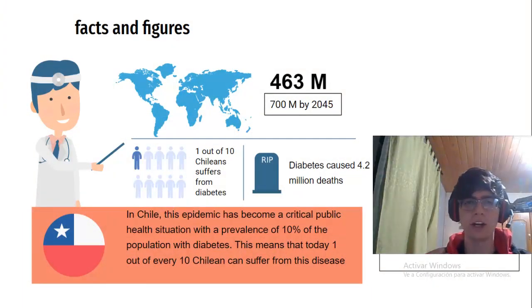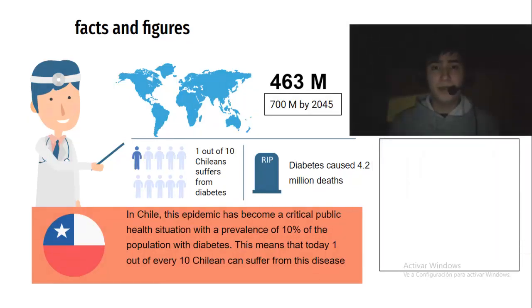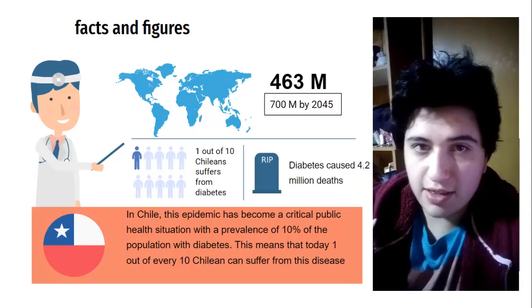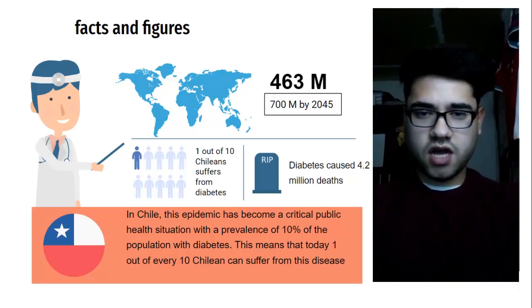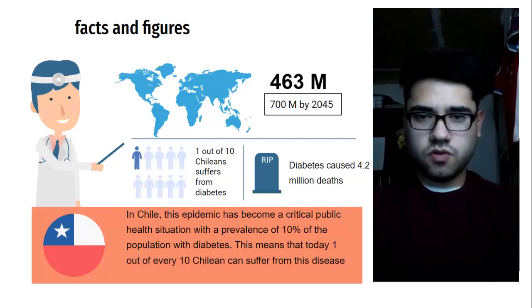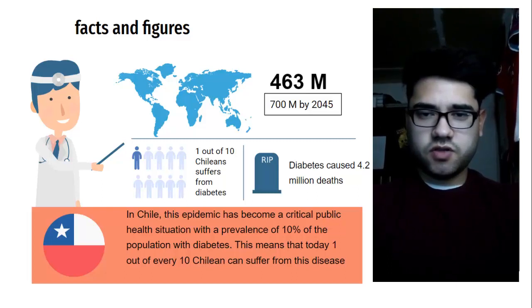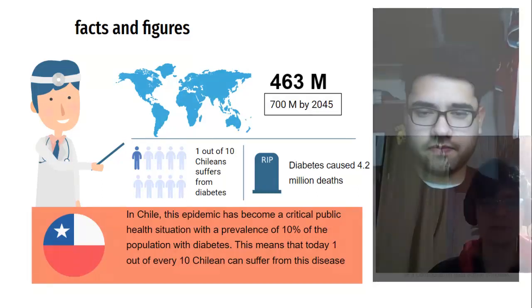Approximately 463 million adults between 20 and 79 years old are living with diabetes. By 2045, this will rise to 700 million. The proportion of people with type 2 diabetes is increasing in most countries. 79% of adults with diabetes are living in low and middle income countries. 1 in 5 of the people who are above 65 years old have diabetes.